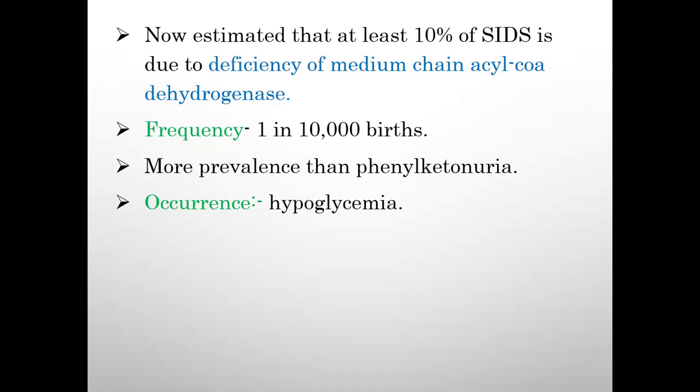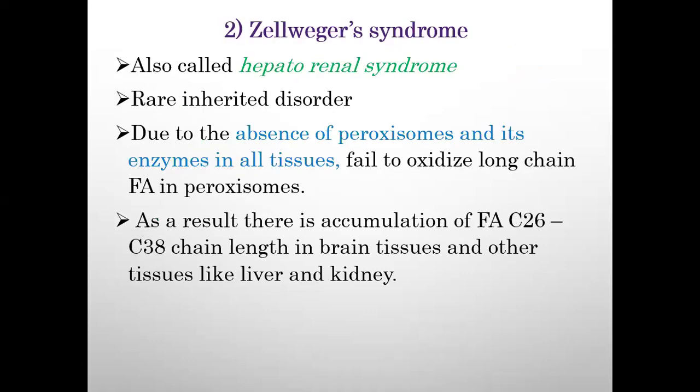We will talk about phenylketonuria when we are discussing the diseases associated with metabolism of amino acids. It is more prevalent than phenylketonuria, and in occurrence we have hyperglycemia. Number 2 is Zellweger's syndrome, which is also called hepatorenal syndrome. It is a rare inherited disorder and is due to the absence of peroxisomes and their enzymes in all tissues.